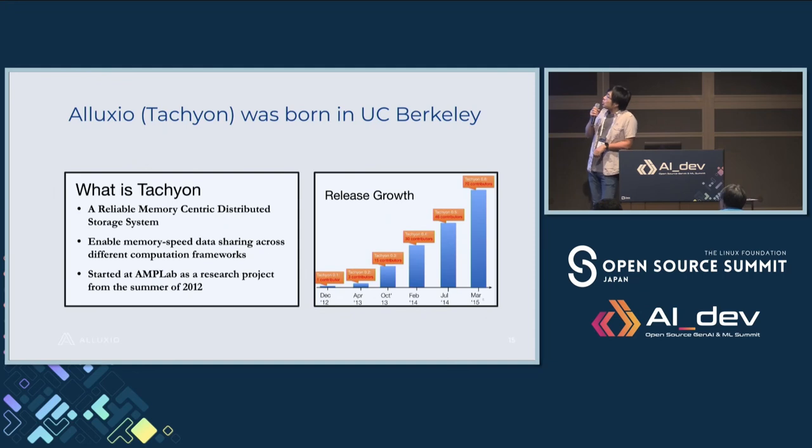So originally, this was a research project at UC Berkeley around 2012, 2013. You can think of it as a sister project for Apache Spark. They were basically incubated from the same lab at UC Berkeley. In the very beginning, it was designed to be a memory-speed data sharing framework to manage the off-heap RDDs for Spark, for Spark to share different RDDs across different jobs. Okay, so this is from the early days of the slides for Tachyon. So Alluxio was called Tachyon a long time ago.